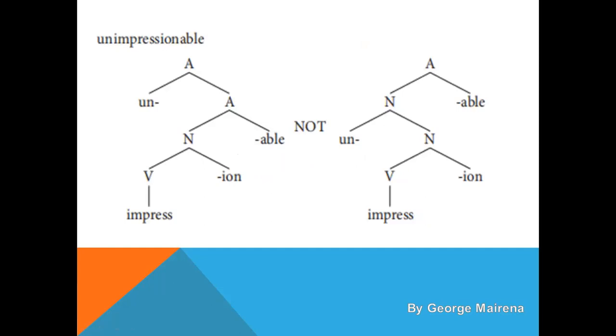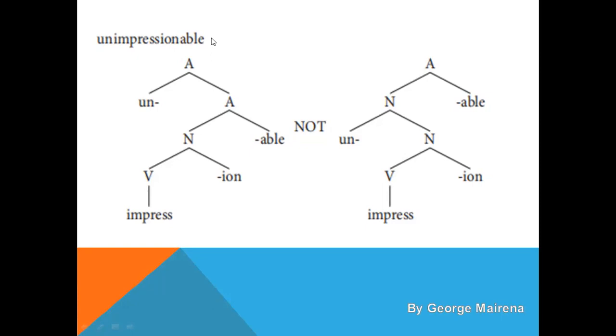We have, who wants to read that word? Unimpressionable. Right. So we have the letter A because the word is an adjective, right? On the word, if you can notice, we have derivational affixes because we have two, right? We have one at the beginning and one at the end.